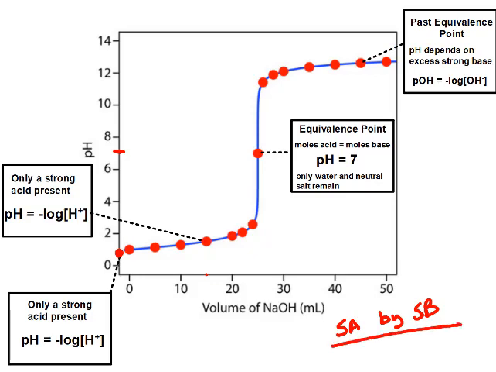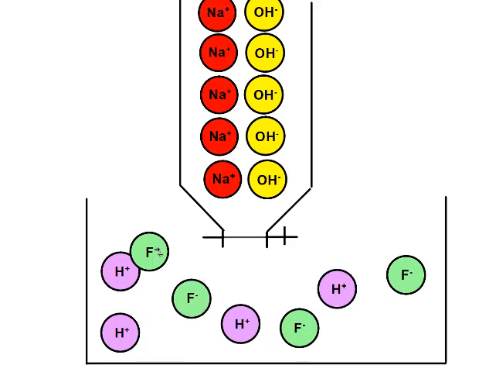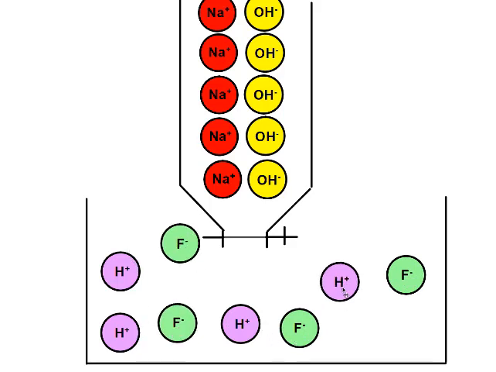But what if we don't have a strong acid and we start with a weak acid? So here we have our burette. It's filled with our sodium hydroxide still, but in the bottom we have HF. So is this the correct way to represent our HF? You said no, you are correct, but is this the correct way of representing HF?